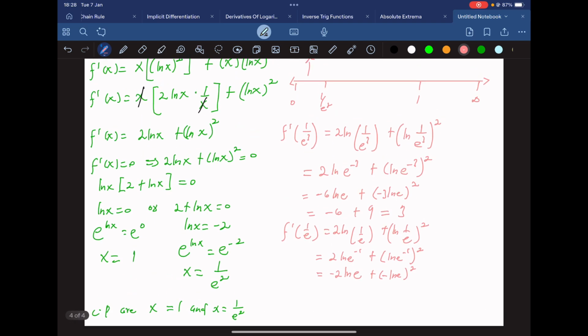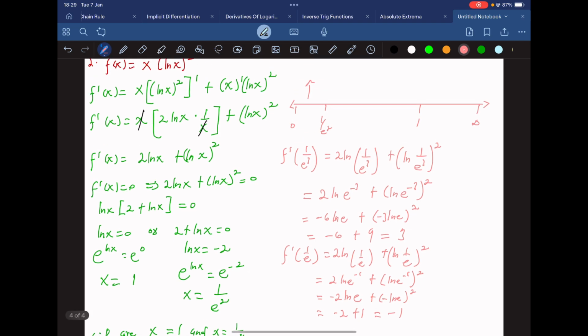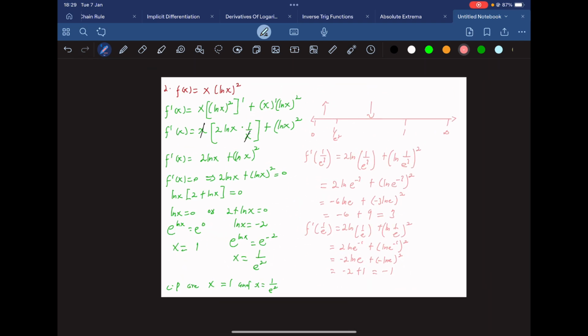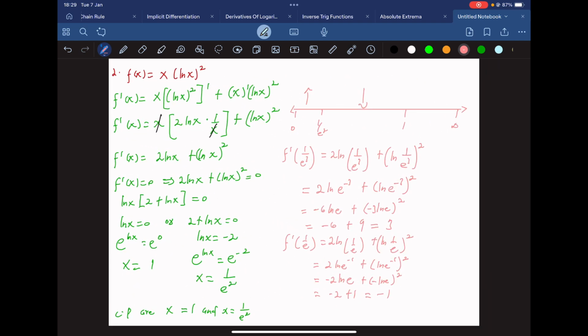Now remember, ln of e is just 1. So we have -2 here. So in this case, we're going to have -1, and (-1) squared is +1. So this will simplify to -1. So clearly, you see that this also goes down. Now we are left with the last part. And the last part is we have to pick a number between 1 and infinity. So between 1 and infinity, we can pick e.